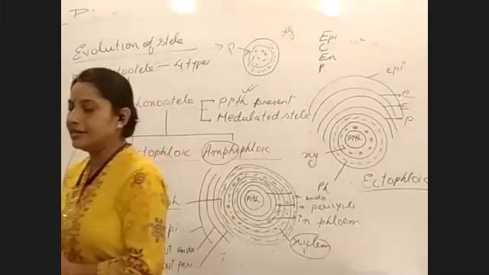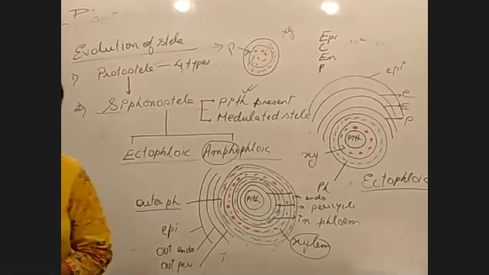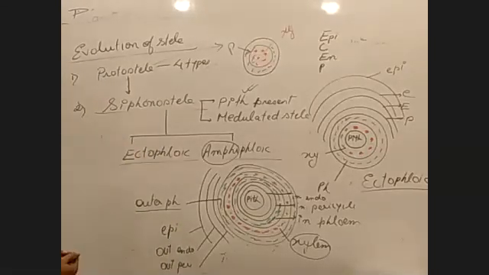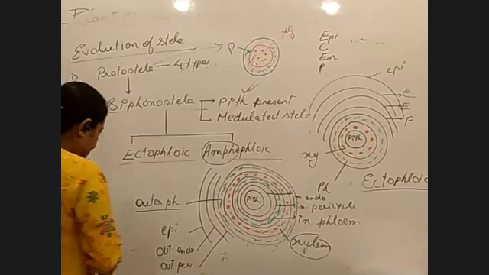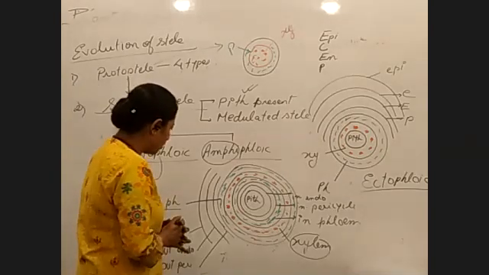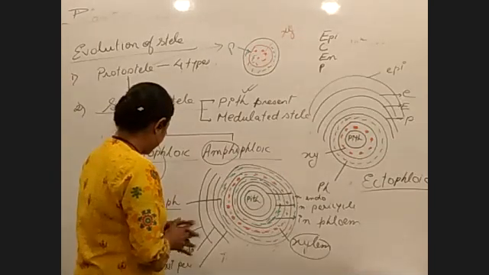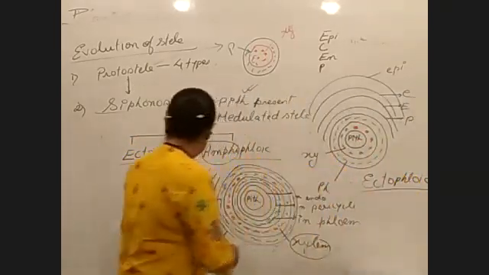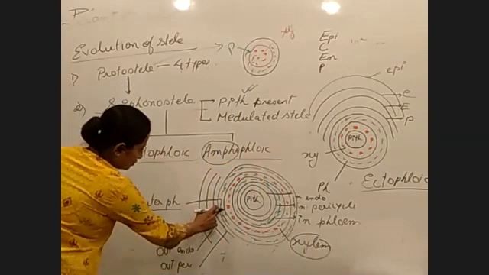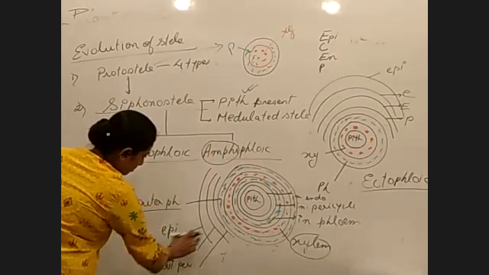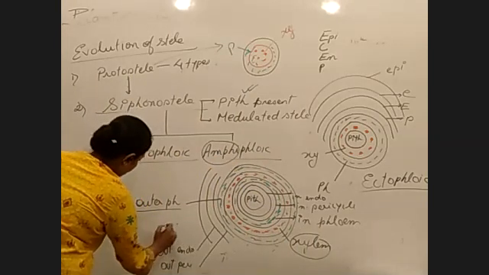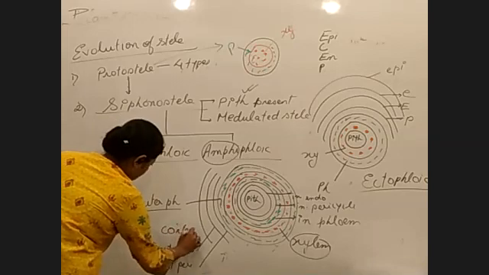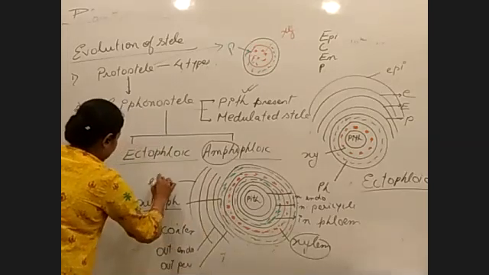Any doubts? Ma'am, in amphiphloic, is the cortex absent? No, the cortex will be present. This is the outer phloem, this is the endodermis, obviously. Then this will be the cortex, the cortex will be there, and next to the cortex there will be the epidermis.